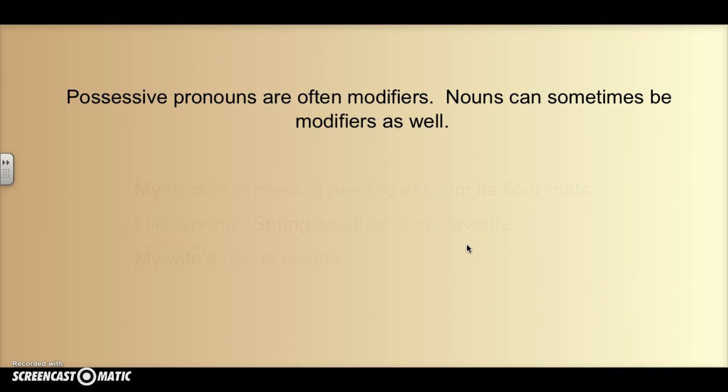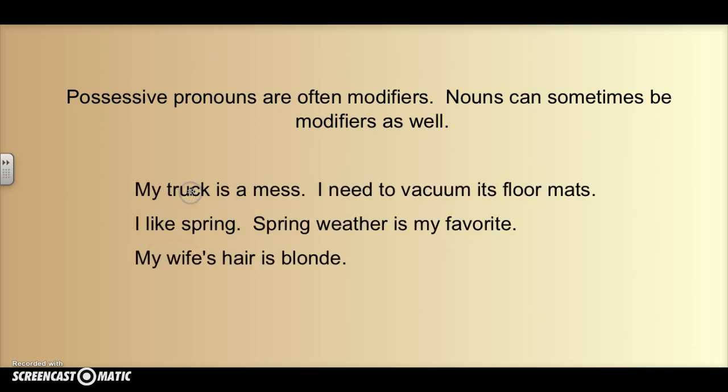So possessive pronouns and possessive nouns are often modifiers as well, and sometimes even nouns are modifiers. So my examples here: my truck is a mess. My is a possessive pronoun. I need to vacuum its floor mats. Its is also a possessive pronoun. Now in this next example, I like spring. Spring is actually a noun. It is the direct object of what I'm liking. Spring weather is my favorite. In this case, spring is saying what kind of weather, so spring becomes a modifier.